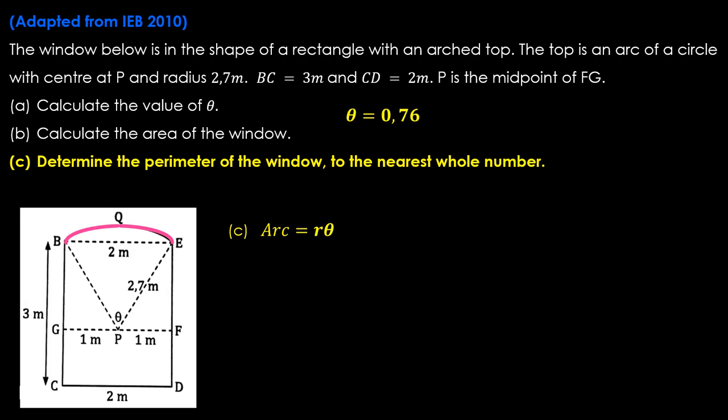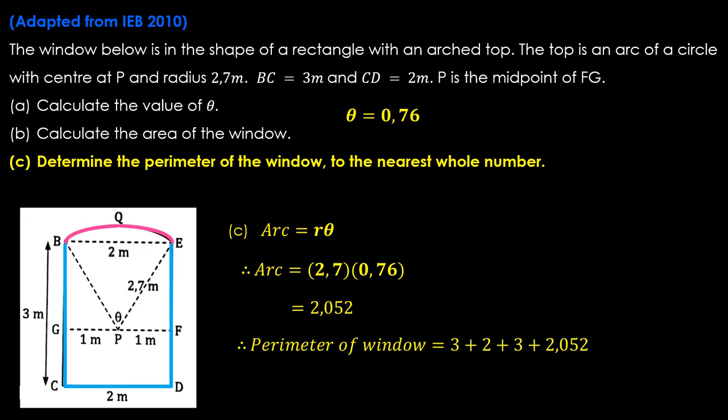So the arc is just going to be r times theta. Now remember, we've got that theta is equal to 0,76 from the first question, and the radius of that circle is just 2,7. So the length of that arc is 2,052, and the other measurements that we need are 2 sides of 3 meters plus a side of 2 meters. If I just add them together, I can get that the perimeter of the window, correct to the nearest whole number, would be 10 meters. So that was just a little extra question that was added so that we can work out the length of an arc.